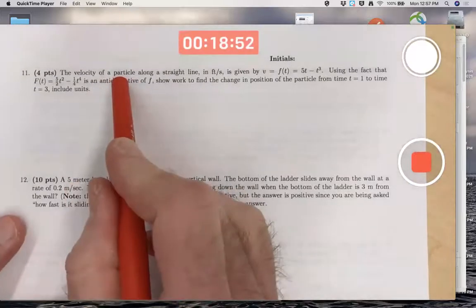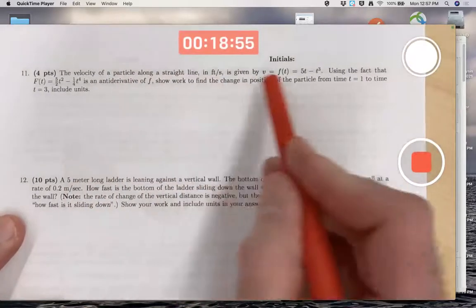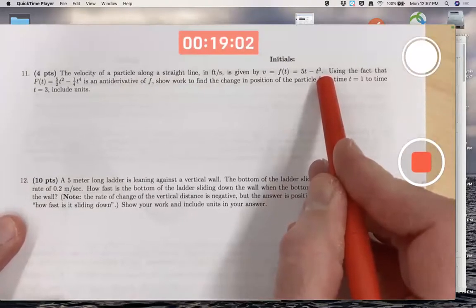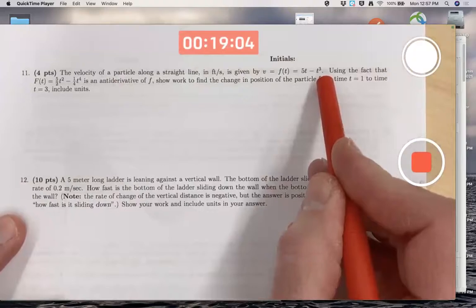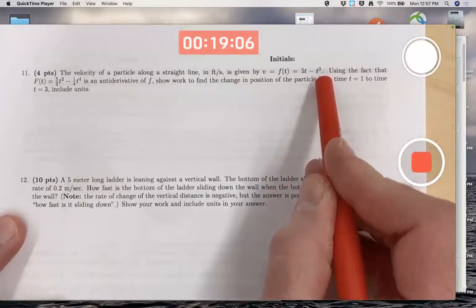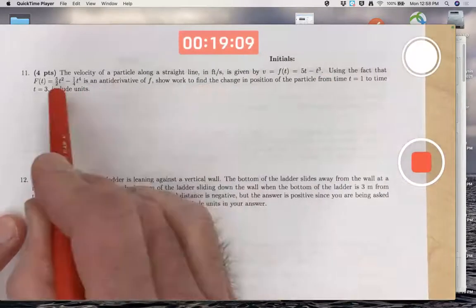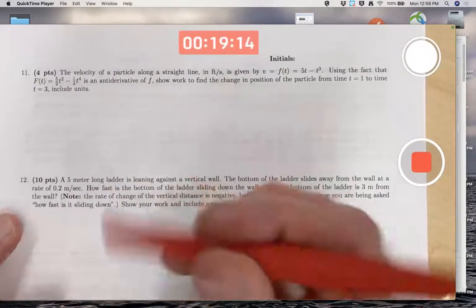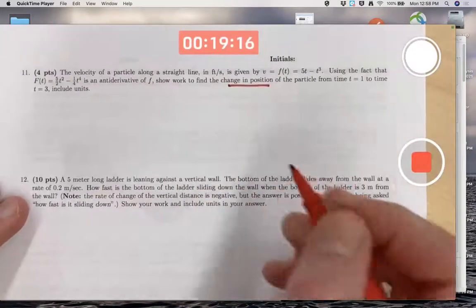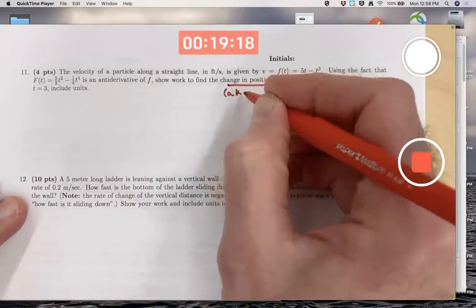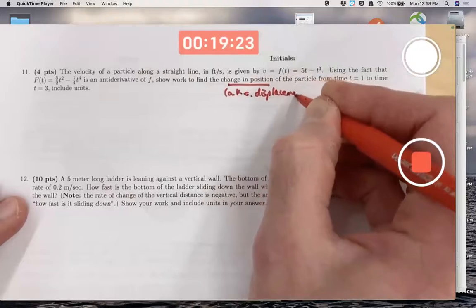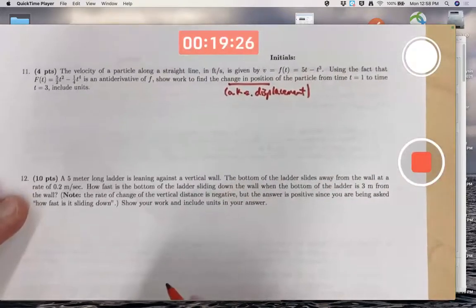The velocity of a particle along a straight line in feet per second is given by this function. That's a velocity in feet per second. Could have used meters per second, could have used miles per hour, whatever. The units don't matter as long as they're units for velocity. Using the fact that this function is an antiderivative of little f, show work to find the change in position, also known as displacement, of the particle from time 1 to time 3.